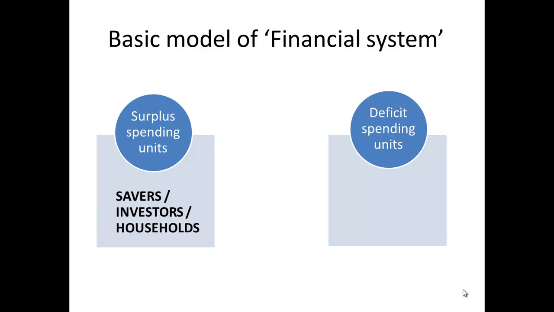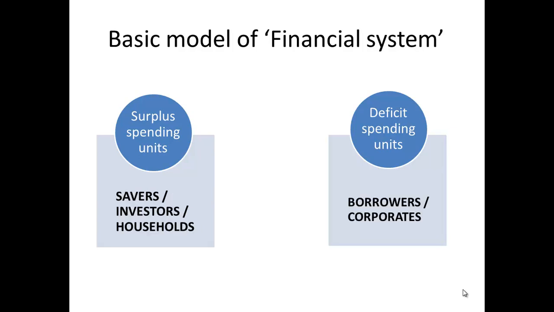So looking at surplus spending units, these basically refer to people who have funds, also known as savers or investors and more commonly called households. Now talking about deficit spending units, this would constitute people who need funds, that is borrowers or more commonly called the corporates. Now, here one needs to be really careful that at any given point of time, an individual or an institution can be on either side.